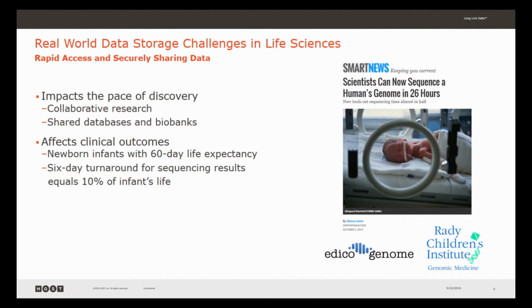Other challenges that come to mind are rapid access and securely sharing that data. Again, this impacts the pace of discovery through collaborative research. What we're also seeing is a lot of growth in shared databases, publicly shared databases and biobanks. There are over 300 biobanks in the world, and that number is growing very rapidly because people are sharing that data and leveraging it for research. It also, more close to home, affects clinical outcomes.